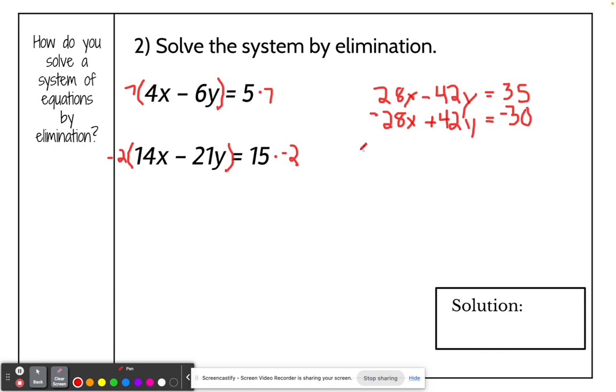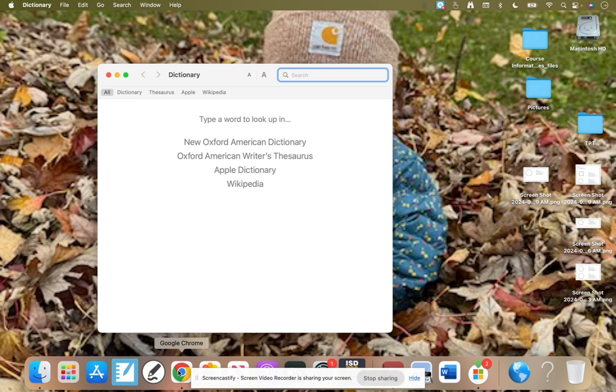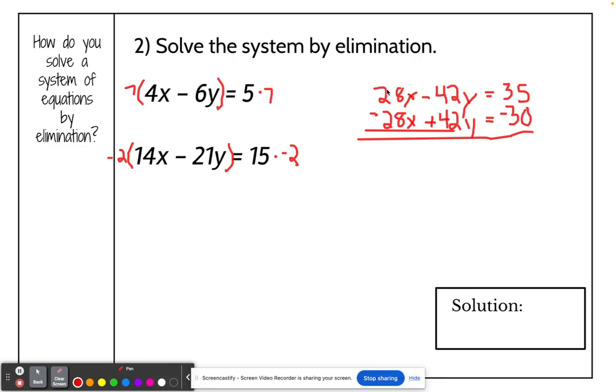Let's add it up. You may have noticed what's going on here. Oh, goodness, what happened here? 28x, negative 28x, that cancels out. Negative 42, positive 42y, that cancels out. I'm left with nothing on the left side. On the right side, I have 35 minus 30. That is 5. Well, my variables canceled out. I'm left with an untrue equation. If it's untrue, my answer is no solution.